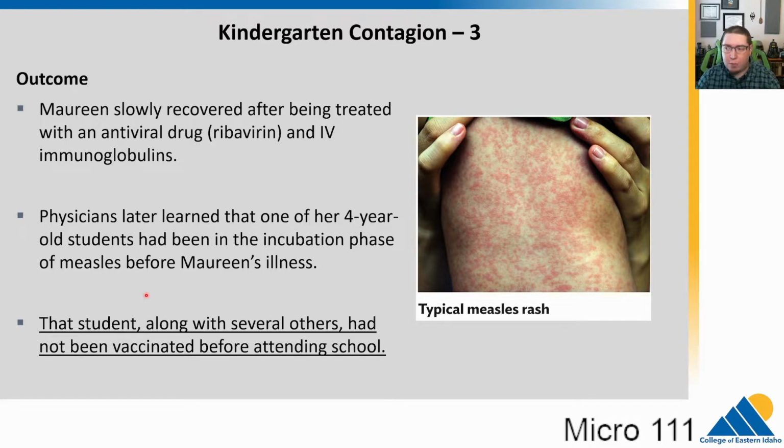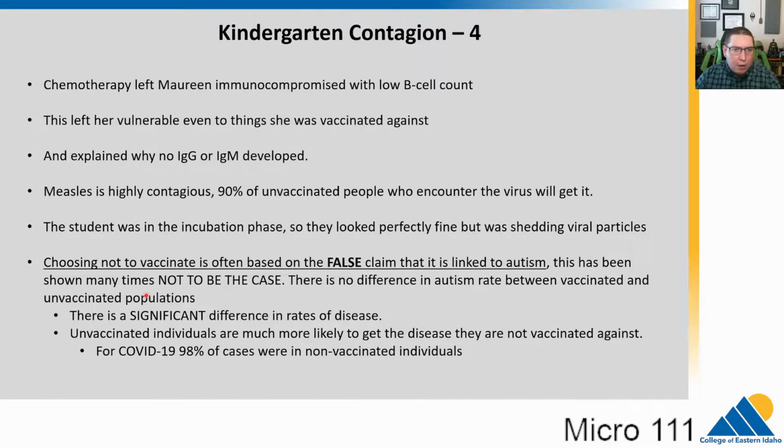carry and transmit this. Now, this is a bit strange because Maureen had her childhood vaccinations and should have been vaccinated against measles. But because of the chemotherapy, this left her immune compromised. She had lower B cell counts, and that left her vulnerable to things that previously she'd been vaccinated against. So that's why we have no IgG or IgM being made, because the B cell count is very, very low.